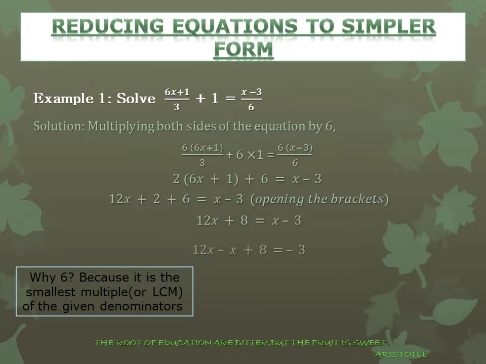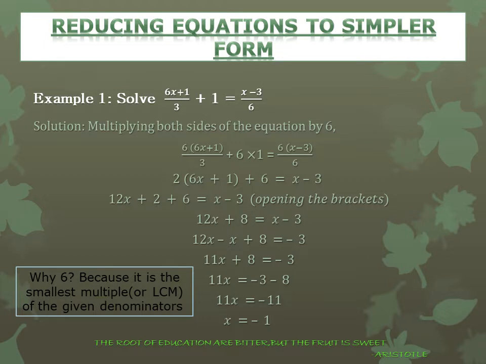And at last, we will get the value of x as negative 1. Therefore, the solution of this equation is negative 1. You can check your answer by substituting this value of negative 1 for x in the LHS and RHS. By substituting in the LHS, you will get negative 2/3, and by substituting x = -1 in the RHS, there also you will get negative 2/3. Therefore, our answer is correct.